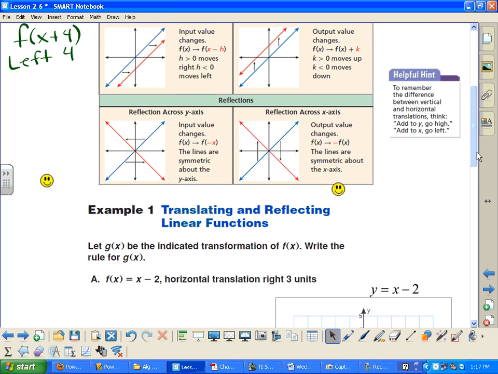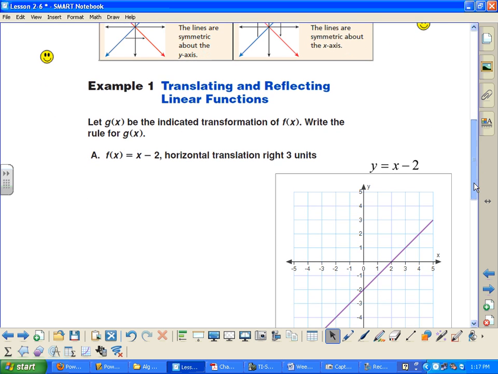Here's a little thing to remember the difference between vertical and horizontal translations. Think: if I add to y, and f of x is another way of saying y, we go high, so we're going up. And if we add to x, we go left, so horizontal.